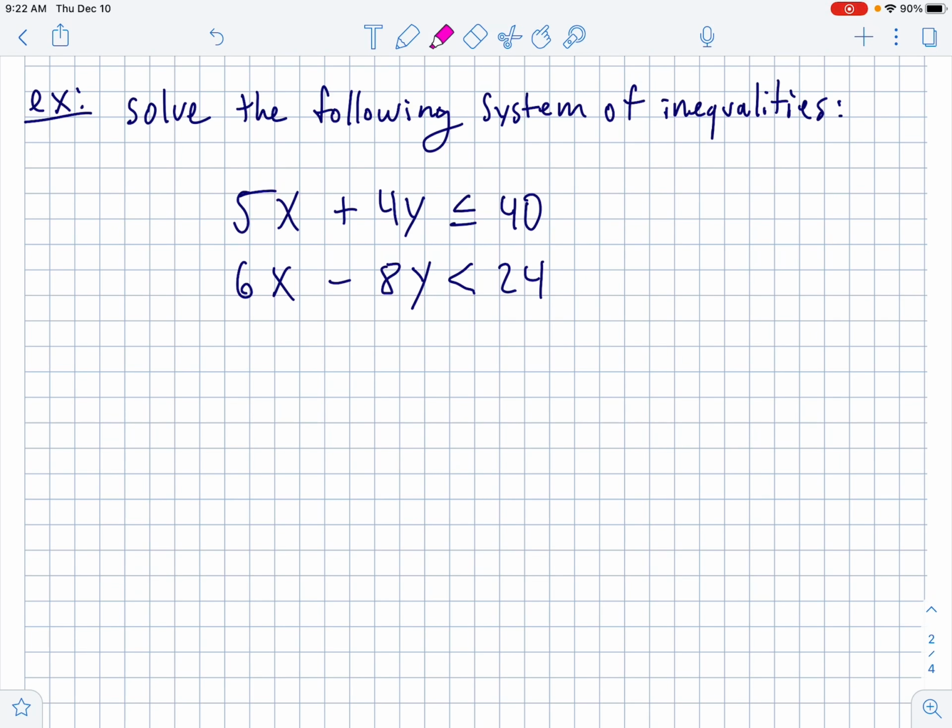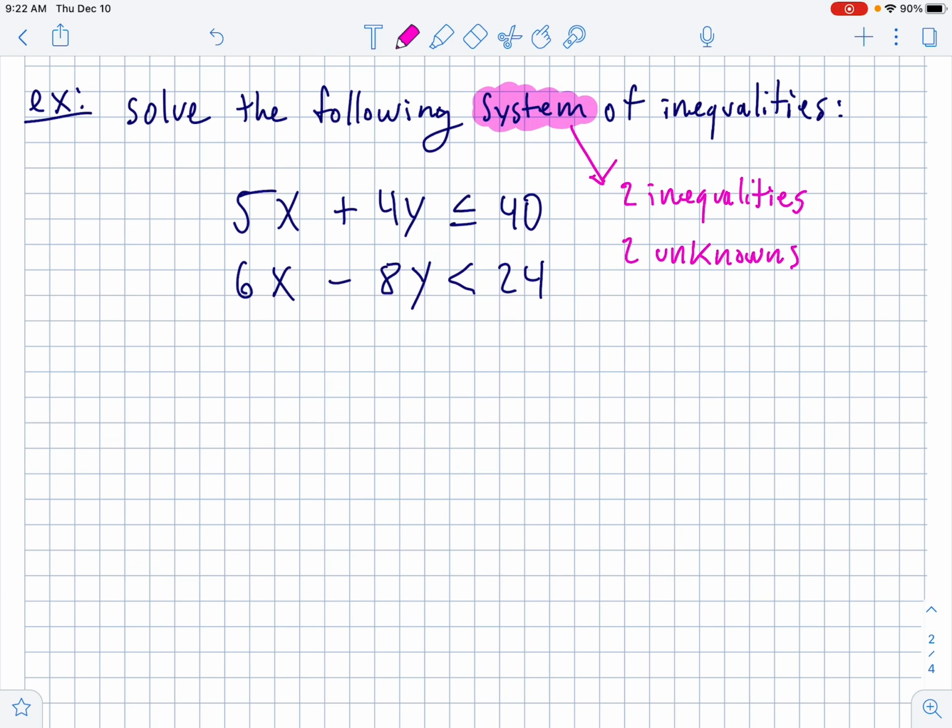The next one is solve the following system. So the system means usually, until you get into like later classes, this is going to be 2 equations, or 2 inequalities, I guess. 2 inequalities, 2 unknowns, 2 variables.